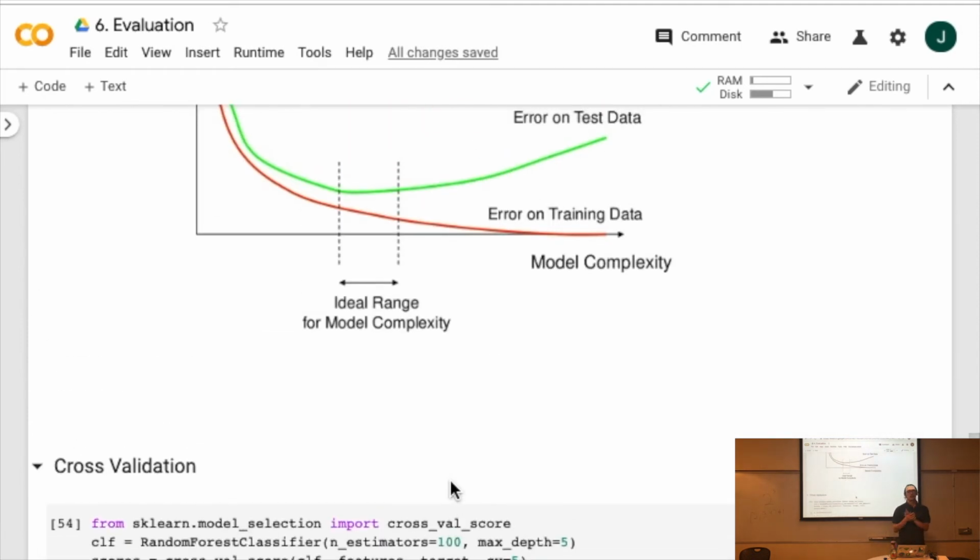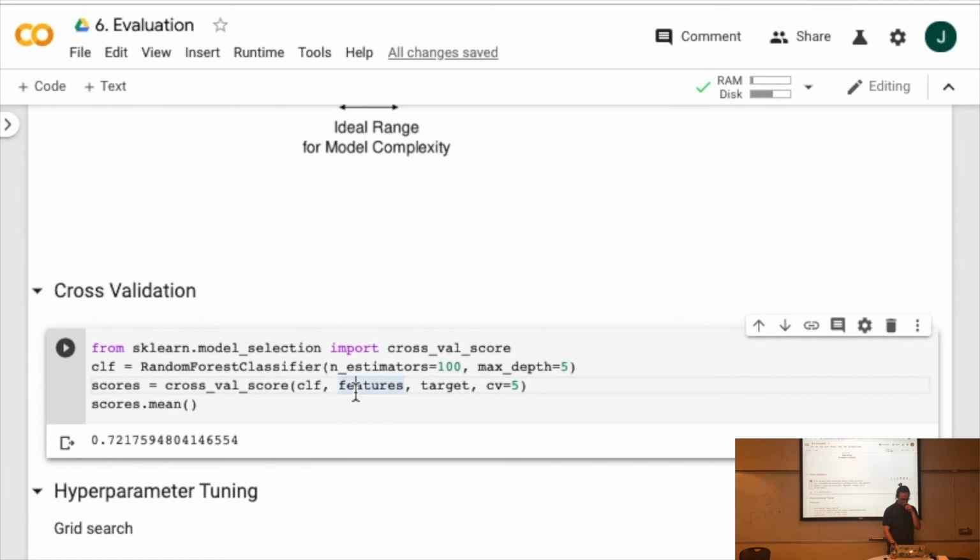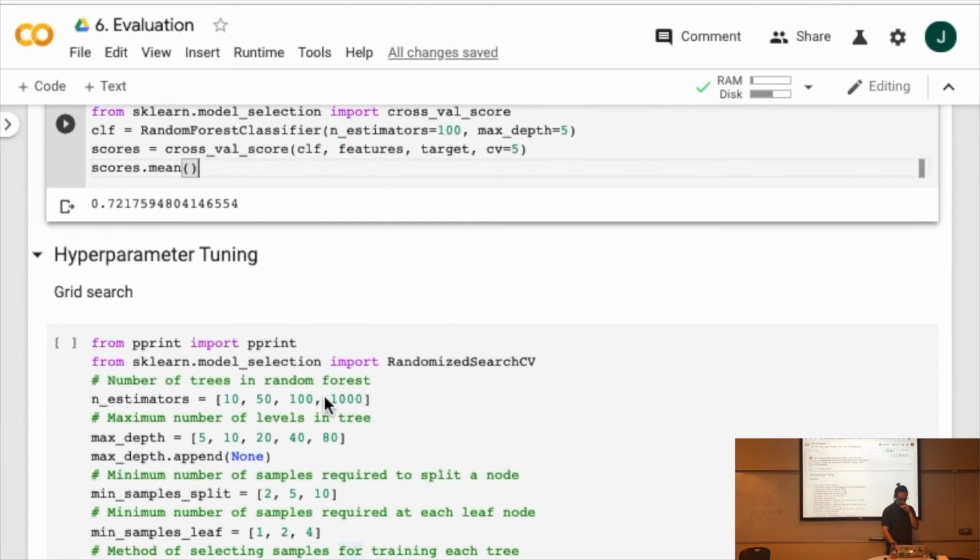All right, so the takeaway from that is, when you fit your decision tree or random forest or any classifier, you're going to want to do a test-train split and then report the accuracy on the testing data. That's the accuracy you want to report to your stakeholders or your boss or whatever.